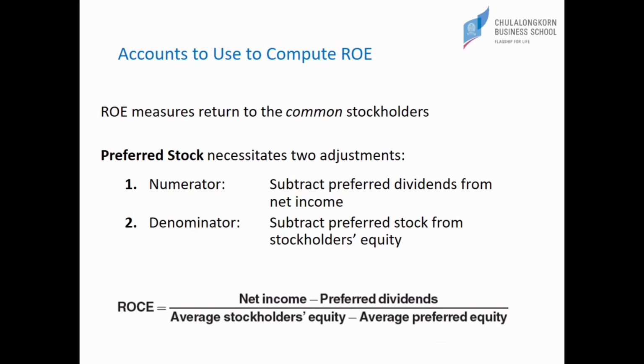For the numerator, we have to subtract the dividends from this preferred stock. And for the denominator, we subtract the preferred stock from the stockholders' equity. Then we have this return on common equity. So we will measure this ROE as the return to the common stockholders. So this is how we solve this potential complication when we have this preferred stock.